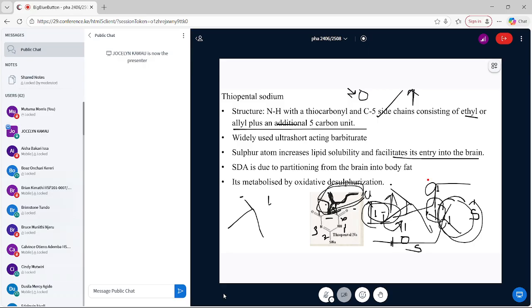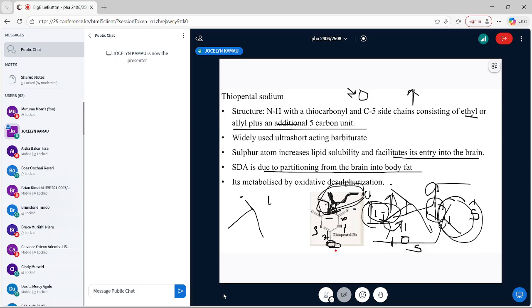It's metabolized mainly by oxidative desulfuration. And again, these are not new things, these are things you have discussed. That is the first route of metabolism. Once it is metabolized by oxidative desulfuration, you take that out and put oxygen there. And now the drug changes from thiopental sodium to pentobarbital. And now pentobarbital changes from a general anesthetic barbiturate to a short acting barbiturate.